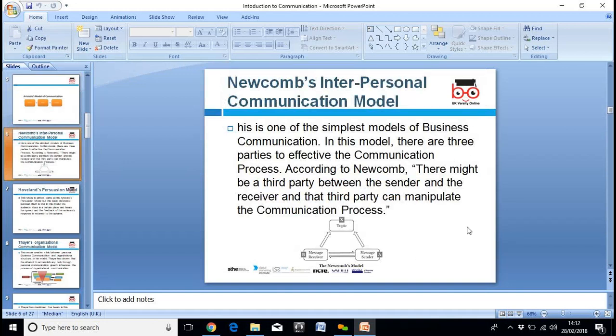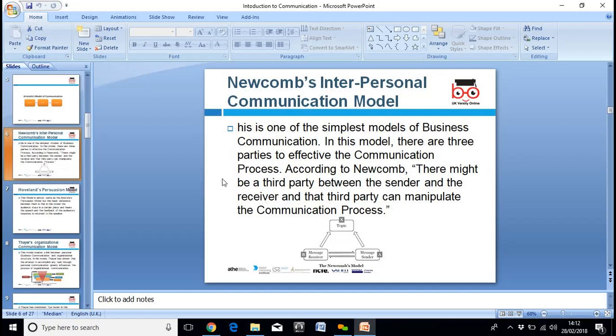It is one of the simplest models of communication. It is Newcomb's interpersonal communication model. In this model, there are three parties to effect the communication process. According to Newcomb, there might be a third party between the sender and the receiver, and that third party can manipulate the communication process.